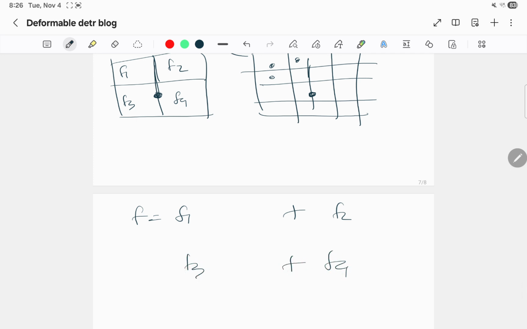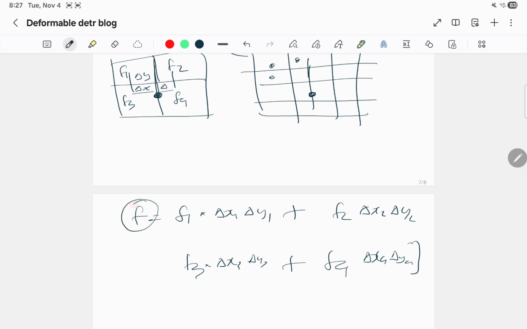And the weight will be how much delta x and how much delta y distance each center pixel is from it. So this will be delta x1 delta y1, this will be delta x2, delta y2. These are actually the offset of each of the points from this point. And this will be delta x3 delta y3, and this will be delta x4 delta y4. So similarly, for all those points, we do this bilinear interpolation and get this point.